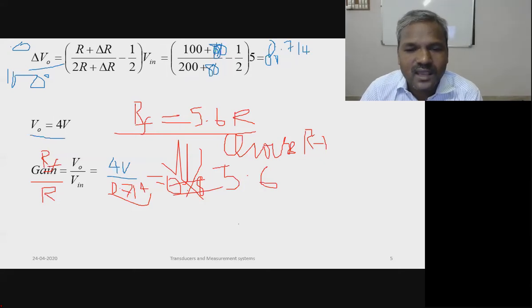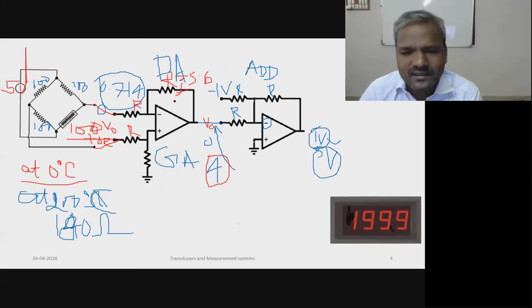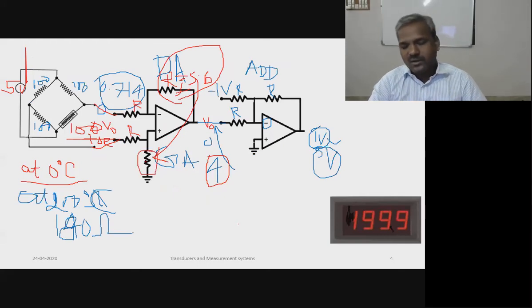Okay, now go to here. RF should be 5.6K. When we place the feedback resistance as 5.6K, the same should be substituted here. The same value of the resistance should be connected in the grounded terminal. Otherwise, the output will be floating.